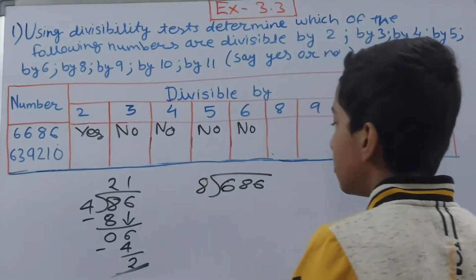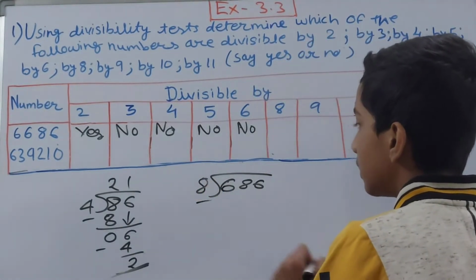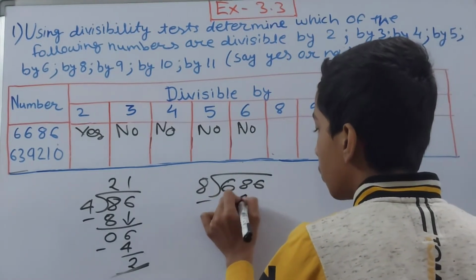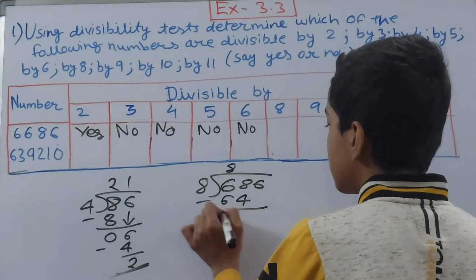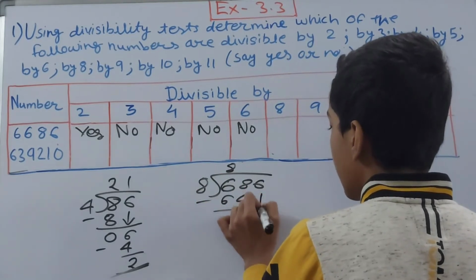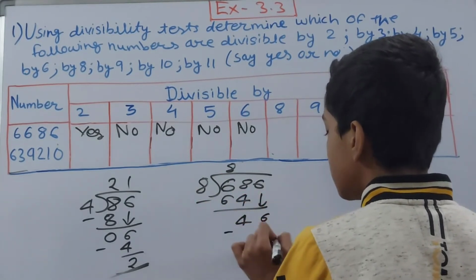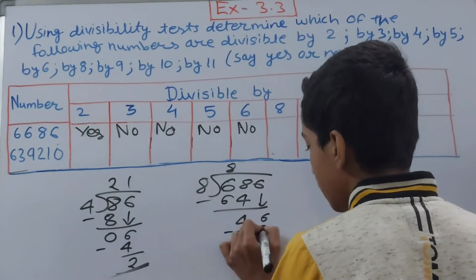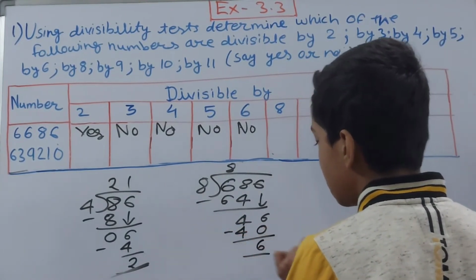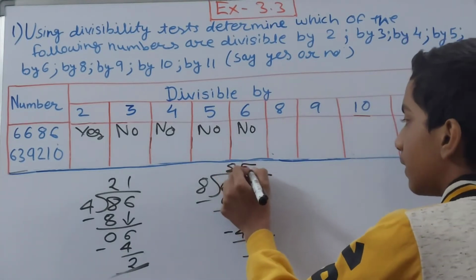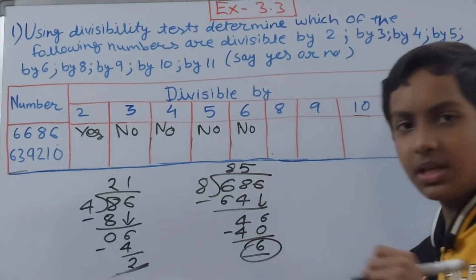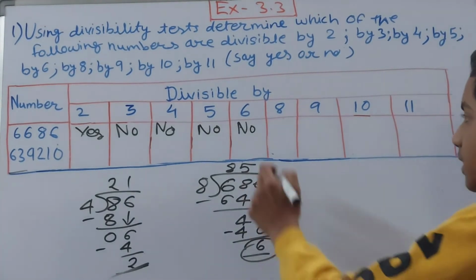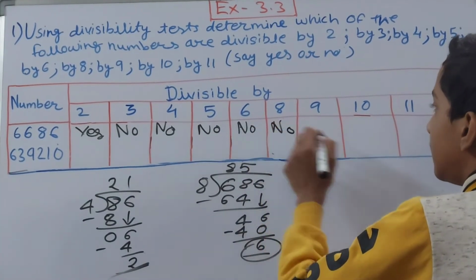686 divided by 8. So here 68 we are having. So we can take from this 64. That goes 8 times. We are left with 4, and then we bring this 6 down, and then we have 46. So we will take from this 40, and 40 goes 5 times. So you are having something in the remainder, that is 6. Okay, so that means this number is not divisible by 8 as well.